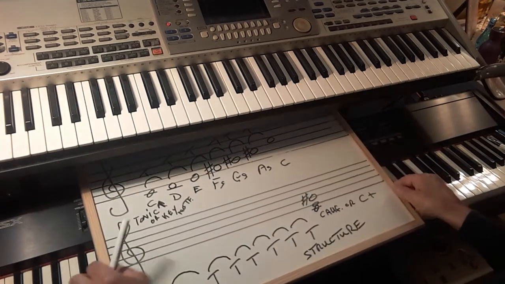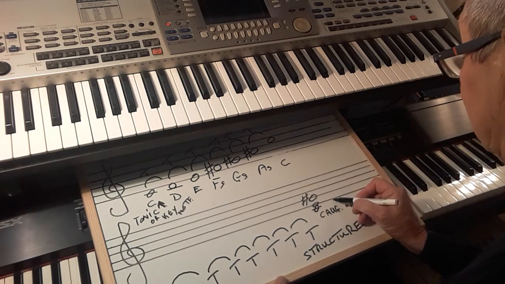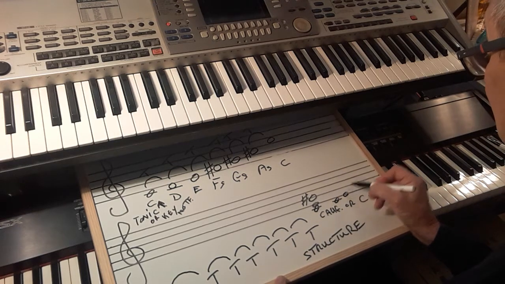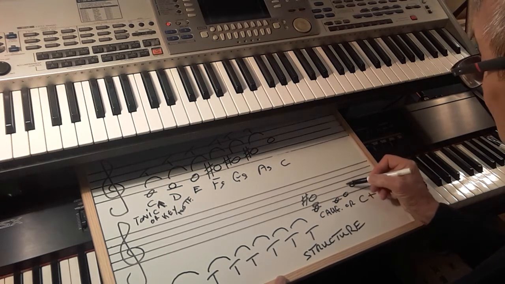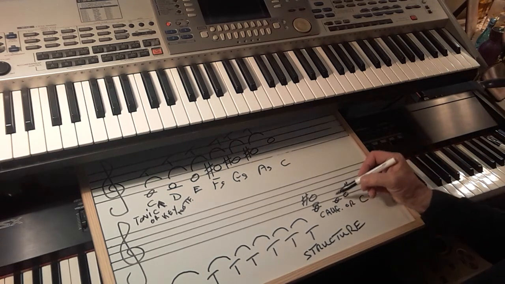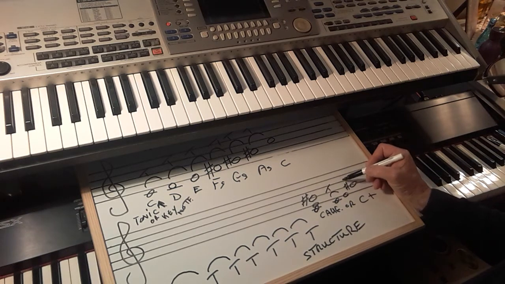And the actual structure of the chord, if I break the chord down and split it down, C, E and G sharp for you, okay, from C to E is a tone, and from E to G sharp is a tone.